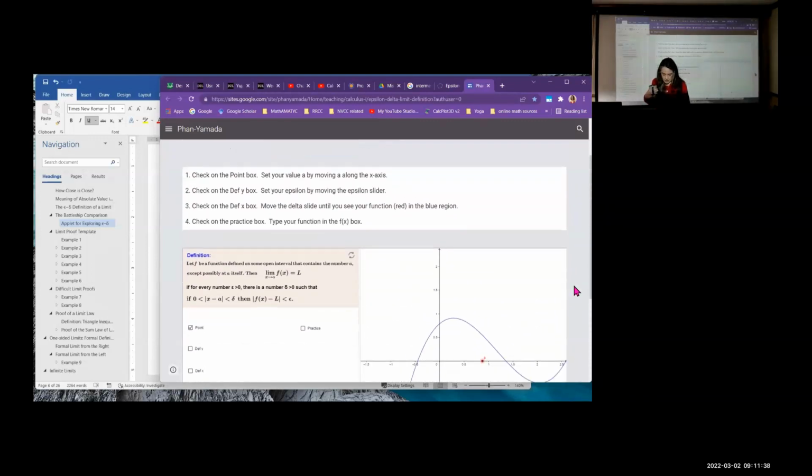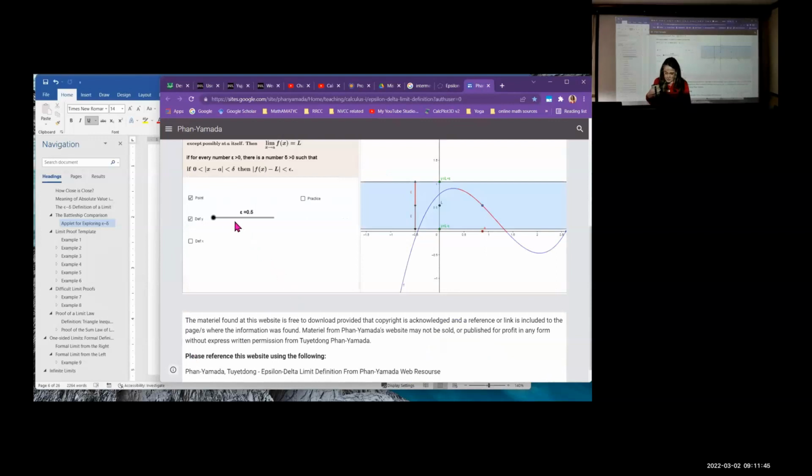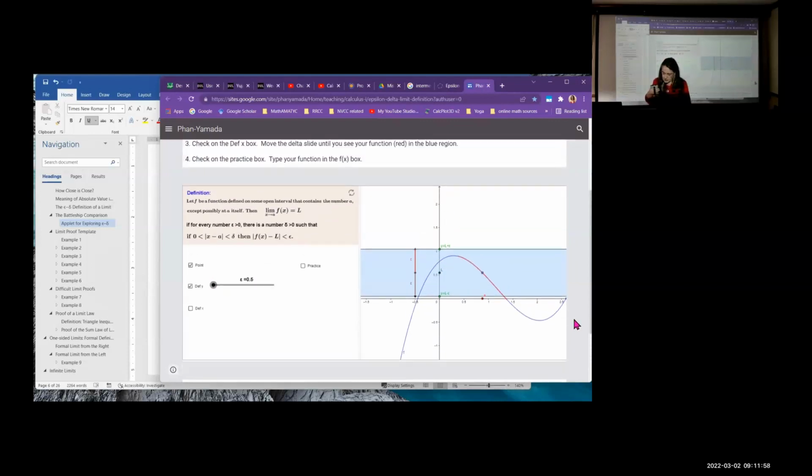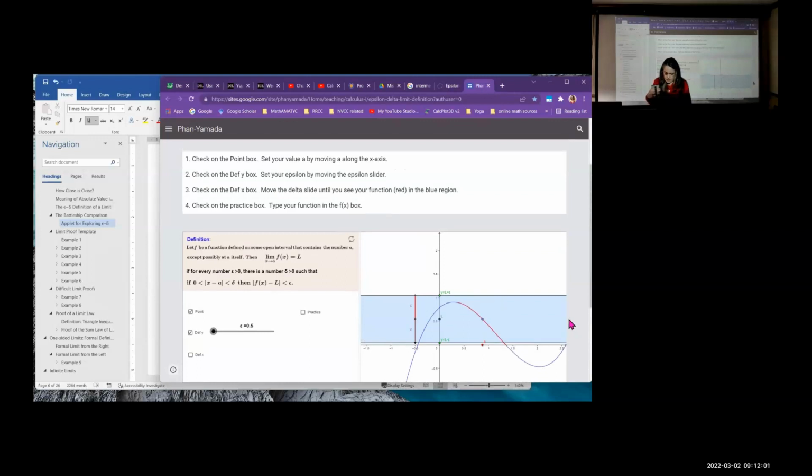And then we're going to set on the define Y box and set our epsilon. So we click on define Y, epsilon equal to 0.5. If I make epsilon smaller, you see how it shrinks that band around the Y value. So I'm going to stay with an epsilon of 0.5. And then it says check on the define X box to move the delta until we see the function in the blue region. All right.